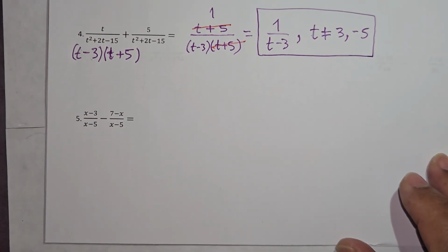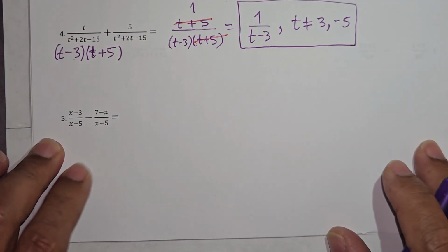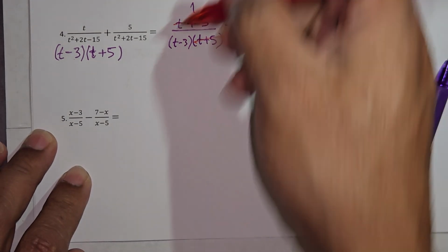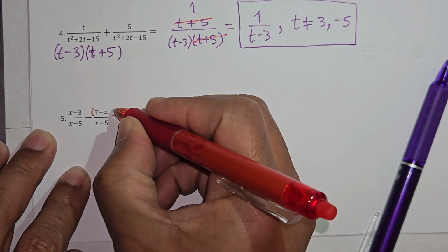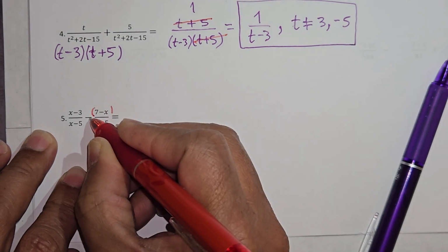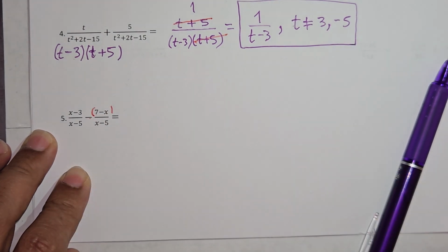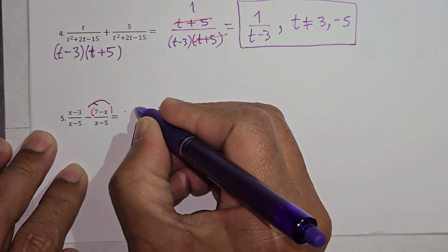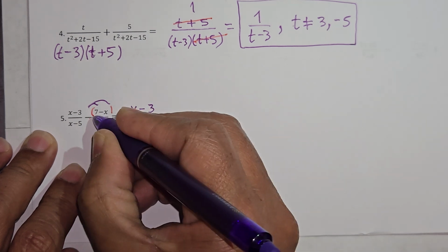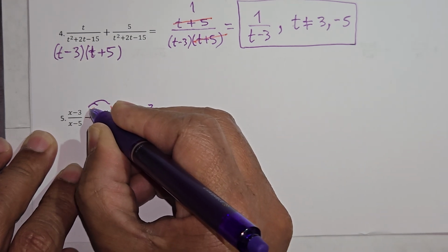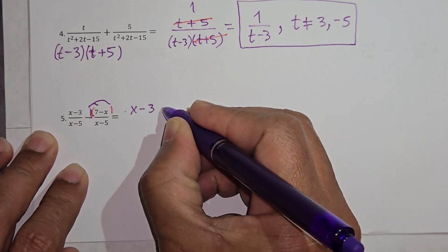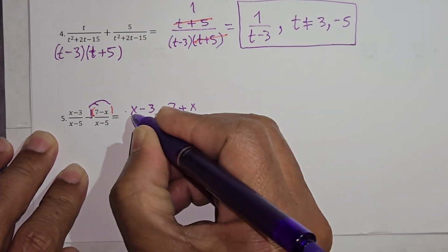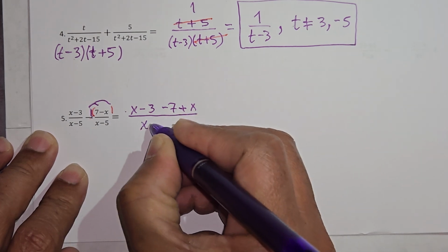Okay, last example. For this example here, we do have the same denominator. So I'm going to put parentheses here, because this minus is going to change the sign of this 7 and that negative x. That means I need to distribute that negative. So this stays the same, that's x minus 3, and then negative 1 times 7 is negative 7. Negative times negative is positive, so this becomes positive x over x minus 5.